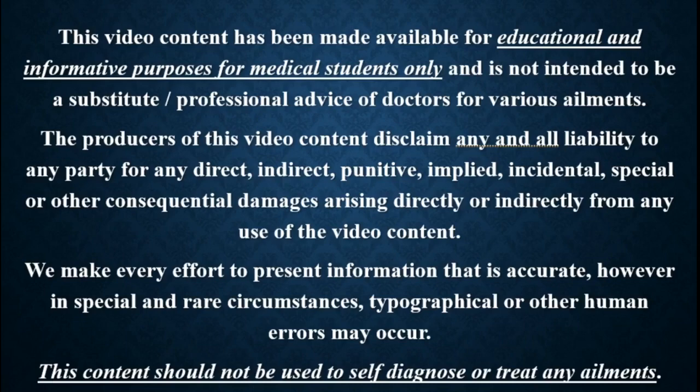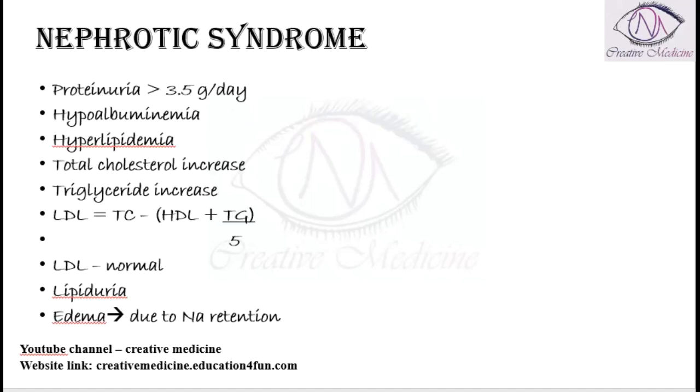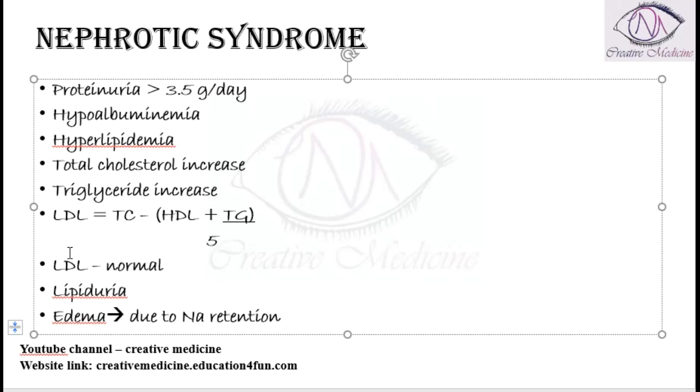In this lecture, we will learn about nephrotic syndrome. In nephrotic syndrome, there are these characteristics. First, there is massive proteinuria. The proteinuria in nephrotic syndrome is more than 3.5 grams per day.